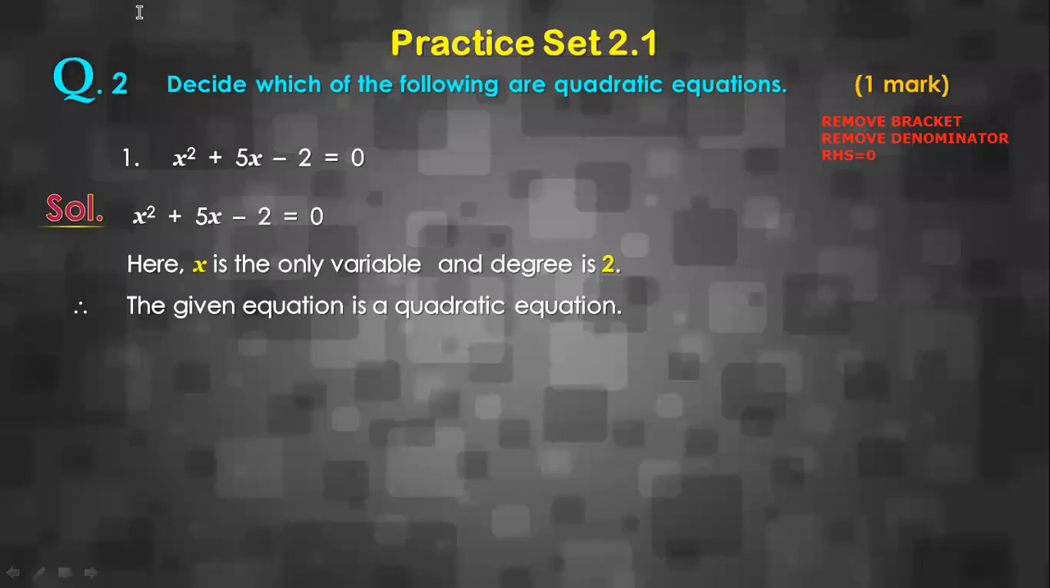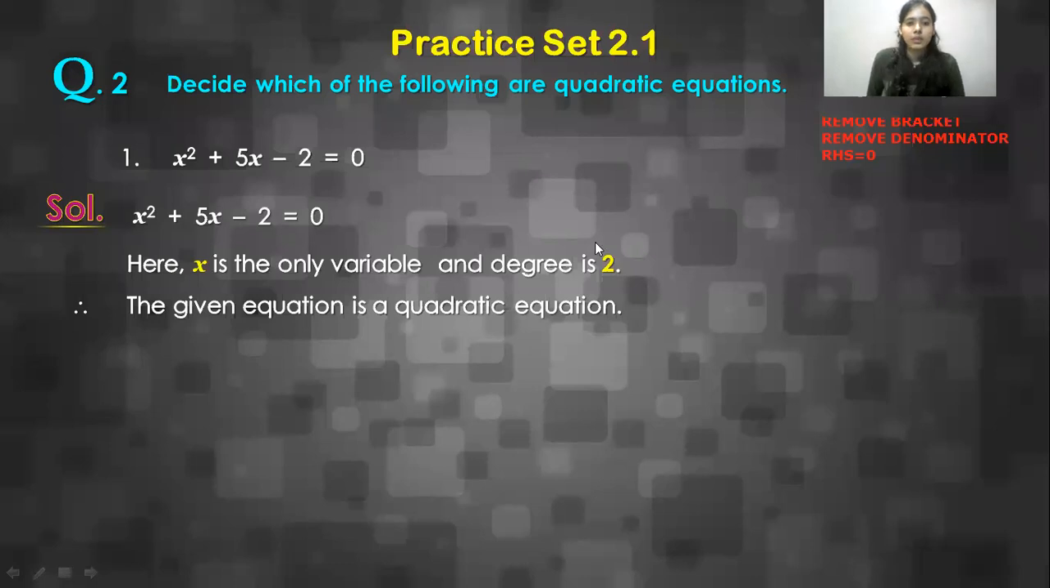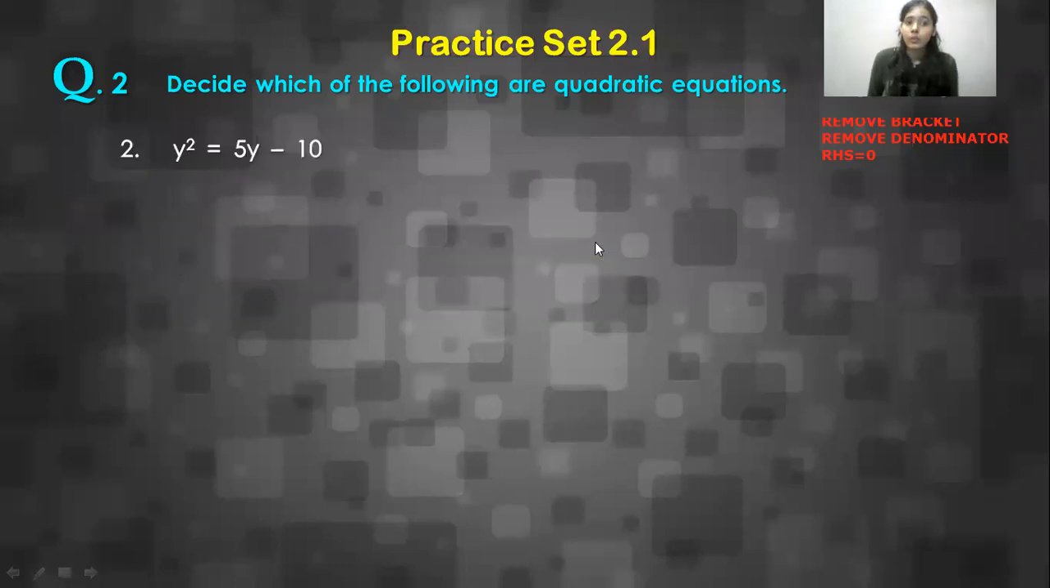So let's start with the next question. Look at the question here. It is y square equals to 5y minus 10. पहले तीनों R है कि नहीं देखते हैं. Luckily no bracket here. Luckily no denominator here. But is the RHS zero? यहाँ पे right hand side हमारा zero है क्या? No, it is not zero. And how can we make it zero? It's very simple. Let me tell you.